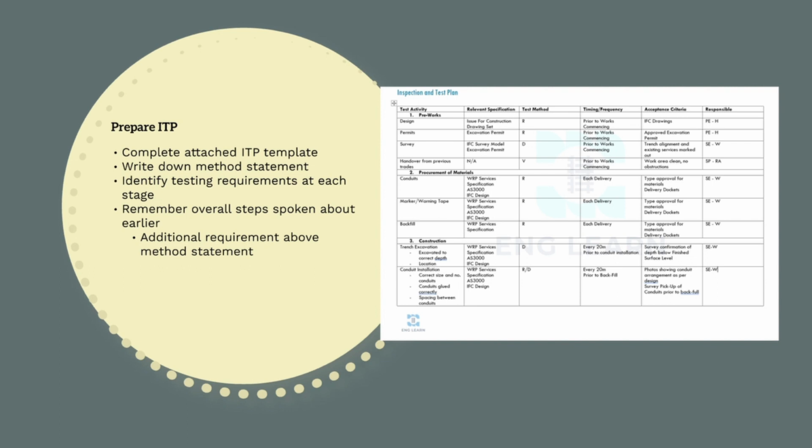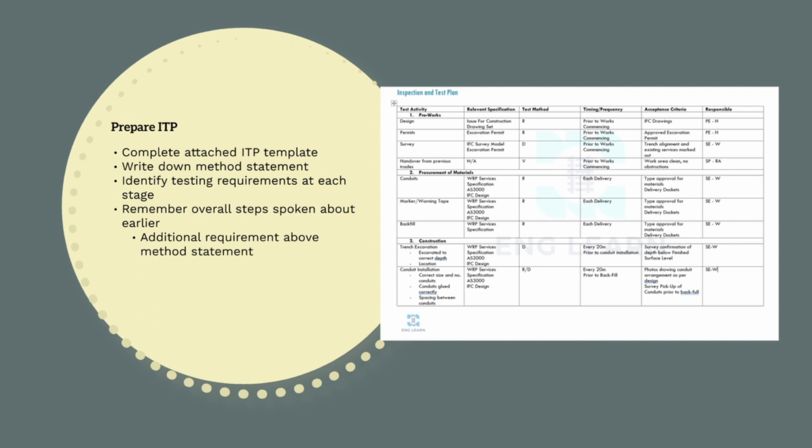Next, we'll make sure all the correct materials have been procured. So to install underground electrical conduits, we need conduits, marker tape, and backfill material. We'll need to ensure all these materials have been approved and are correct, and we'll verify this by collecting any delivery dockets.